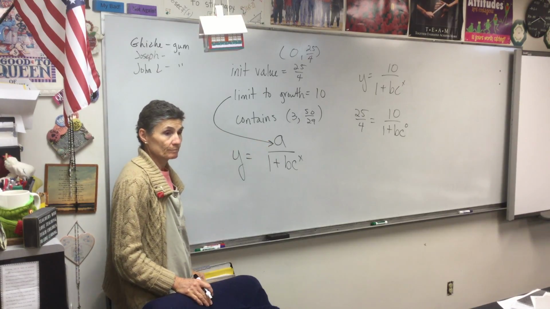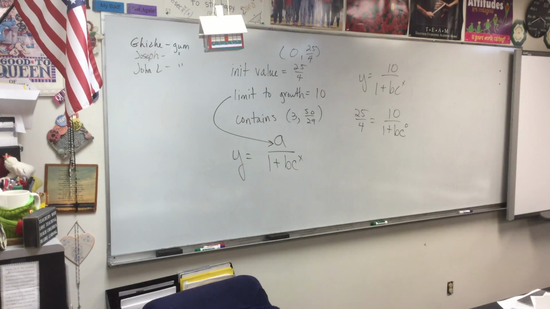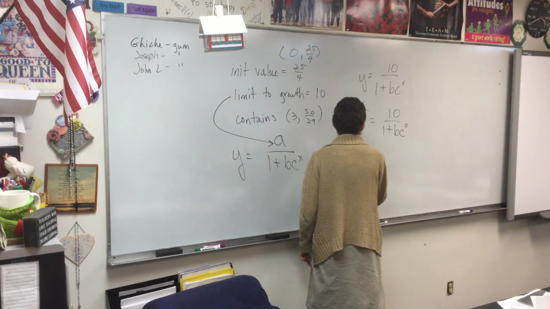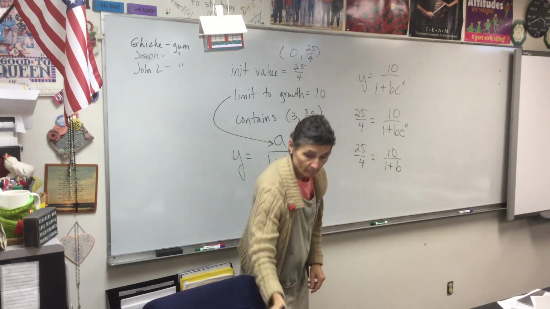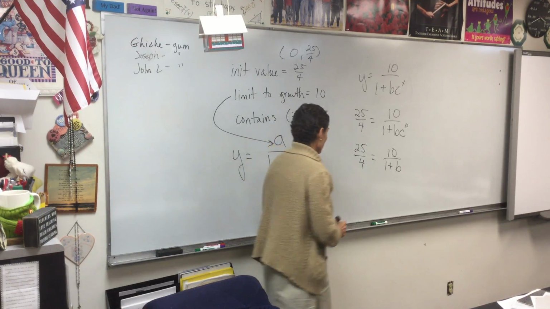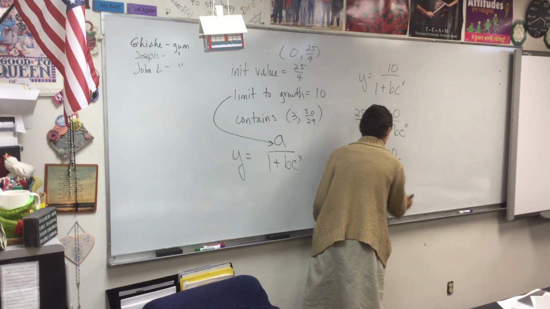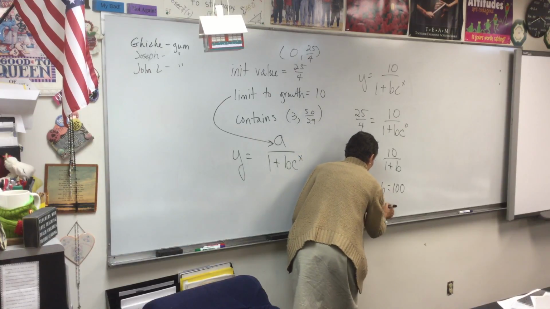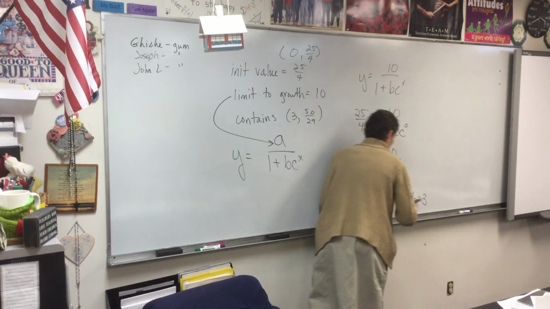And here we go. Right? Now, what's the good news? C to 0 just disappears, right? Because it's 1. So we have 25/4 equals 10 over 1 plus b. Now what? How do you solve that? Cross multiply. So 25 plus 25b equals 100. So 25b equals 75, and it looks like b equals 3.